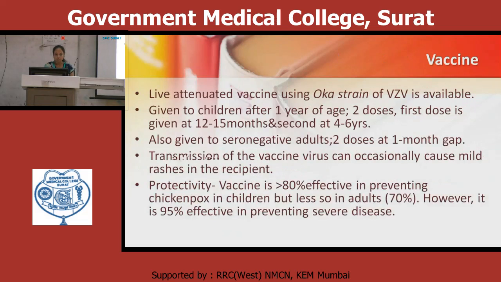Vaccine. Live attenuated vaccine using the Oka strain of VZV is available. Given to children after 1 year of age, 2 doses. First dose is given at 12 to 15 months and second at 4 to 6 years. Also given to seronegative adults, 2 doses, 1 month gap. Transmission of the vaccine virus can occasionally cause mild rash in the recipient. Protectivity: vaccine is greater than 80% effective in preventing chickenpox in children, but less so in adults, that is 70%. However, it is 90% effective in preventing severe disease.